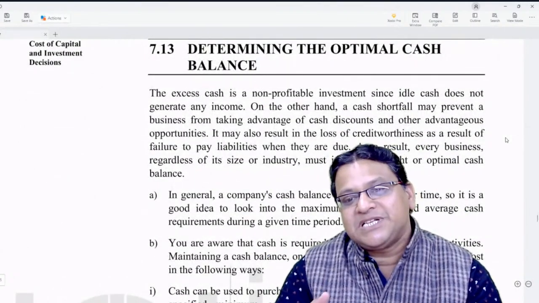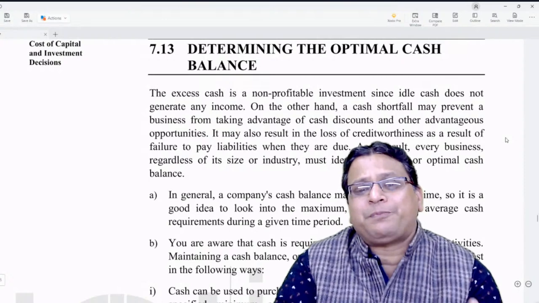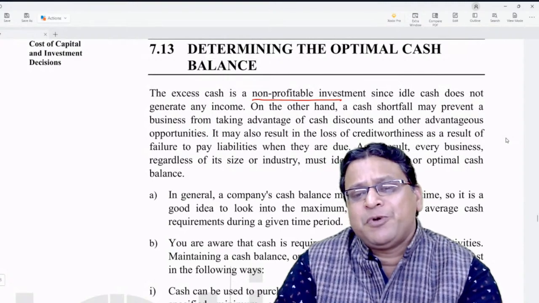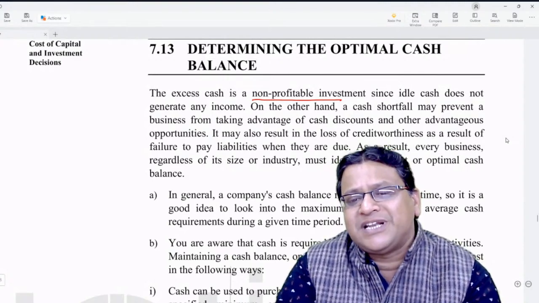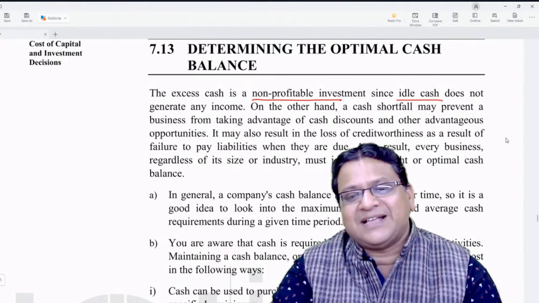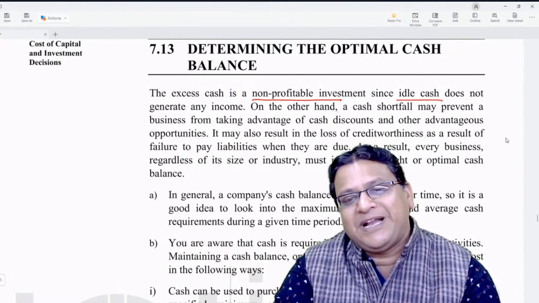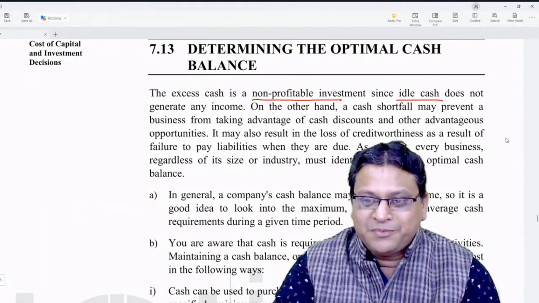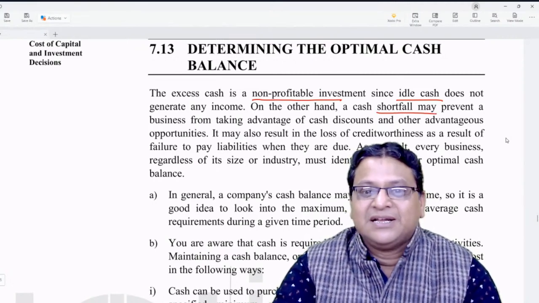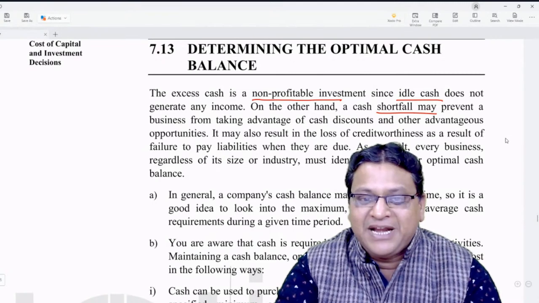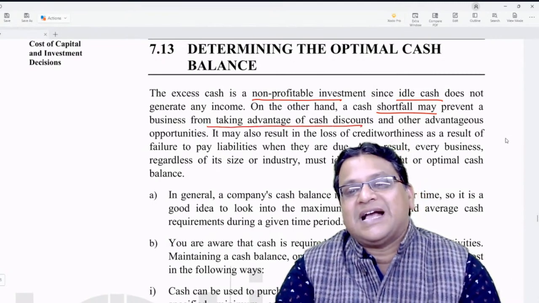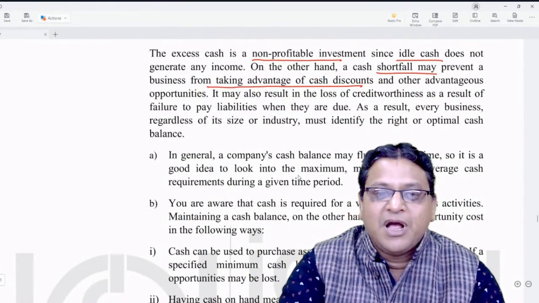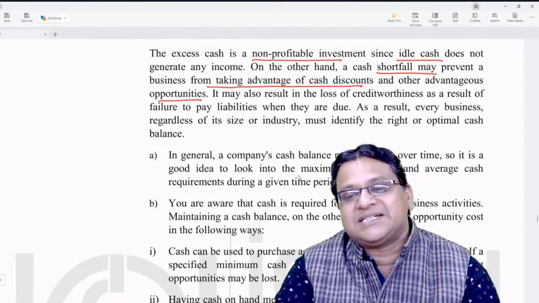Now please see, in a business, cash is the most non-profitable asset. Why is cash the most non-profitable investment? If you put money in the form of cash, it will not generate anything. It is the most idle asset. Hence, one should not maintain excess cash. Again, one should not maintain too little cash. If there is a shortfall of cash, it may prevent a business from taking advantage of cash discounts and other advantageous opportunities. Hence, a business must have an optimum amount of cash in hand.